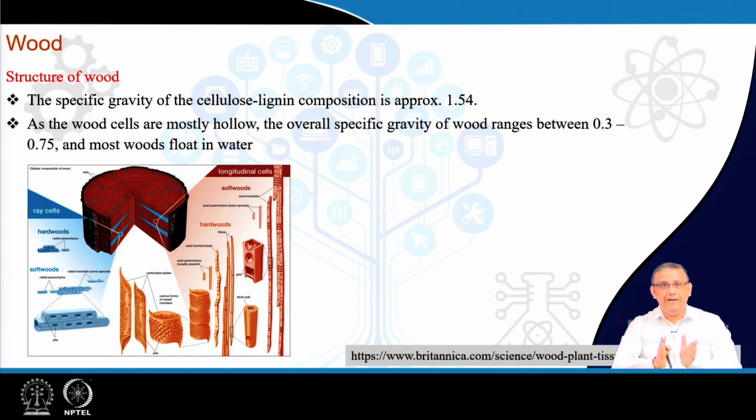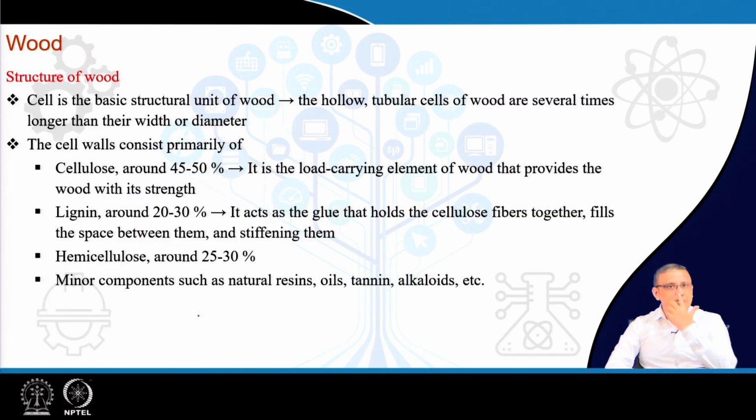If you cut the cross section of a wood, you will typically see that the cells are oriented in the vertical direction, and there are only a few cells which are oriented along the horizontal direction. Now, what is the basic composition of the wood? Wood typically consists of 3 to 4 basic materials. The major components of wood are basically cellulose and lignin.